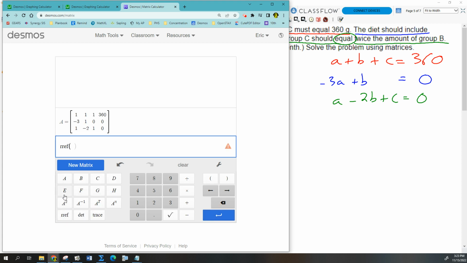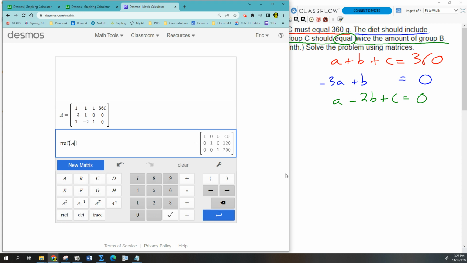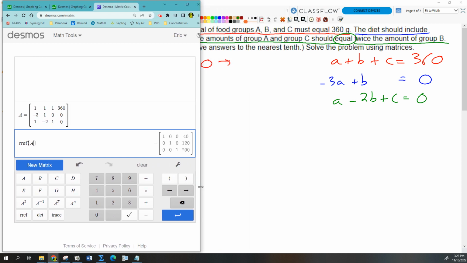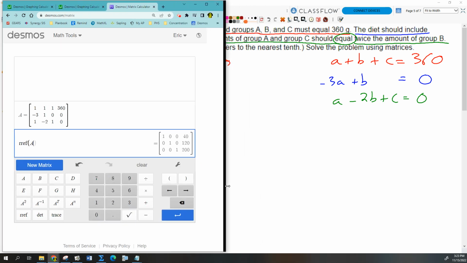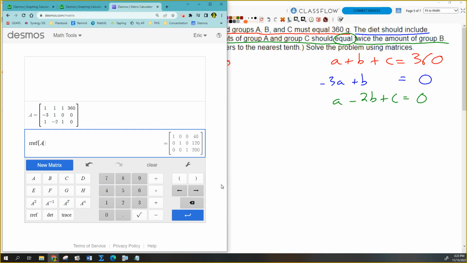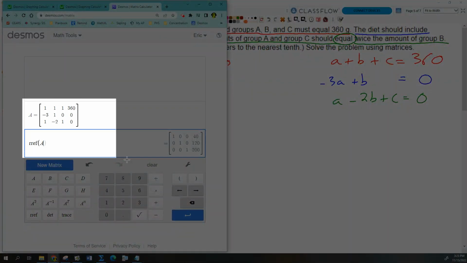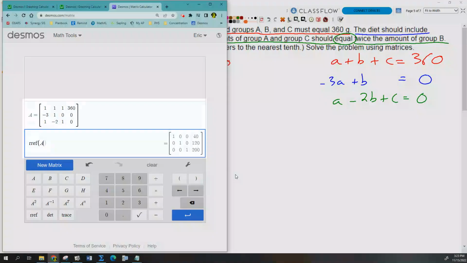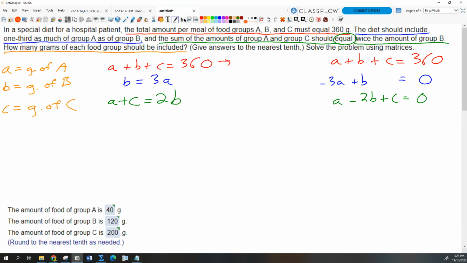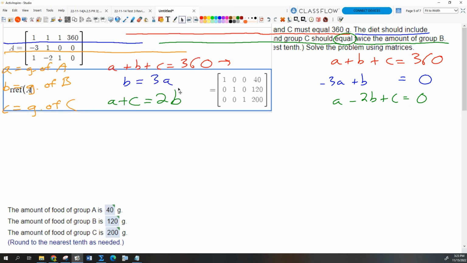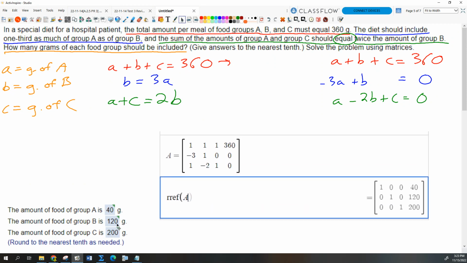Then I do RREF of A, and that probably is going to look familiar. Yeah, look at that. What do you know? 40, 120, 200 are the values of A, B, and C. Okay? Good with all that? Is that good? Okay.